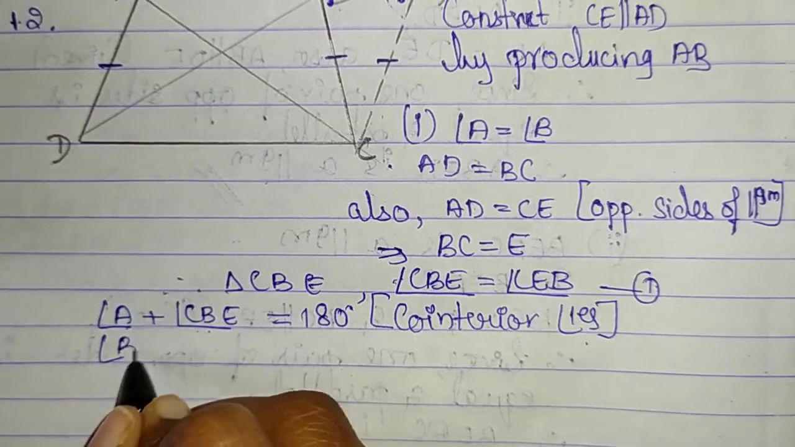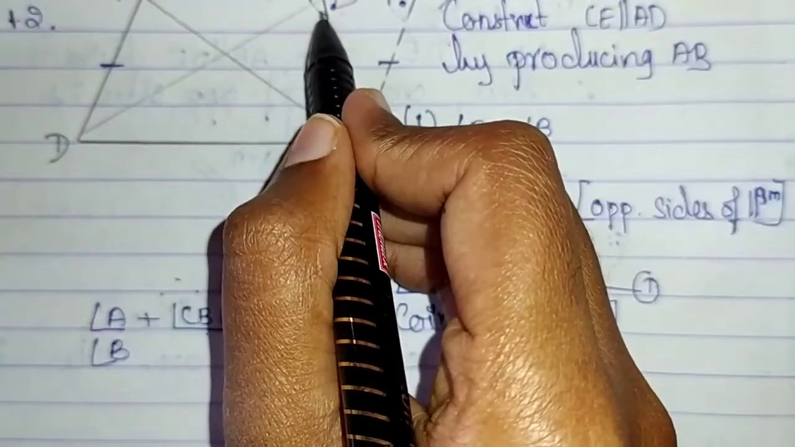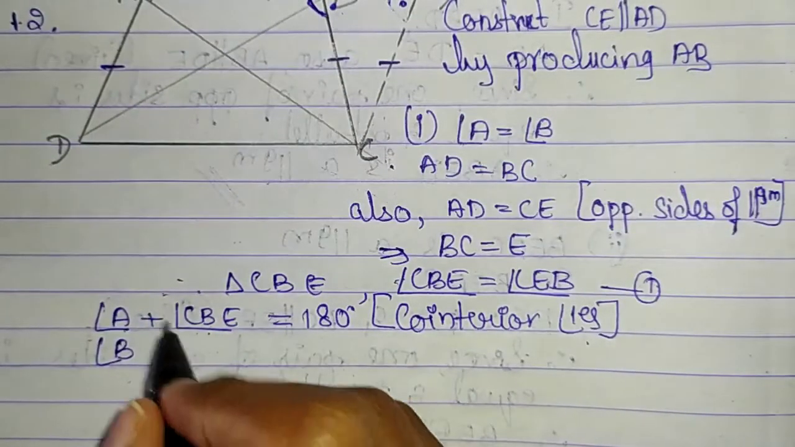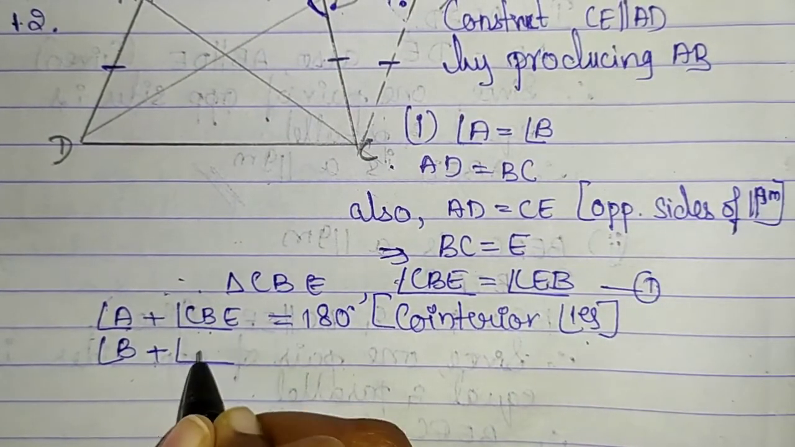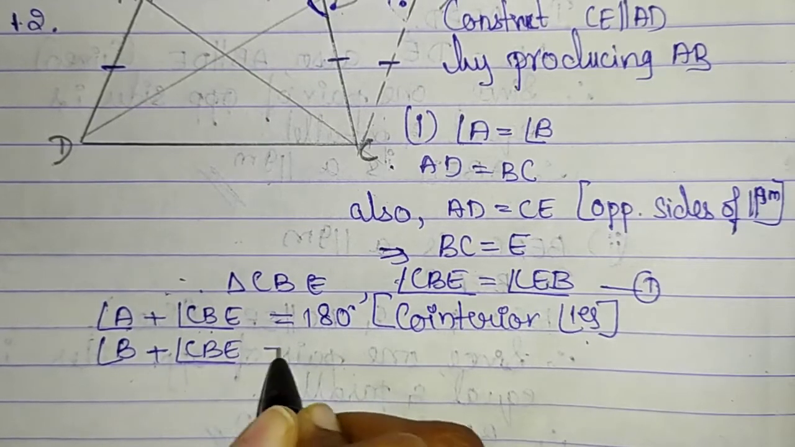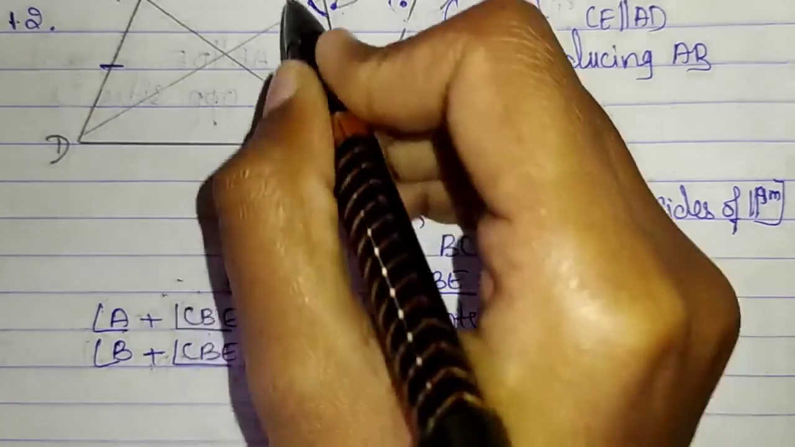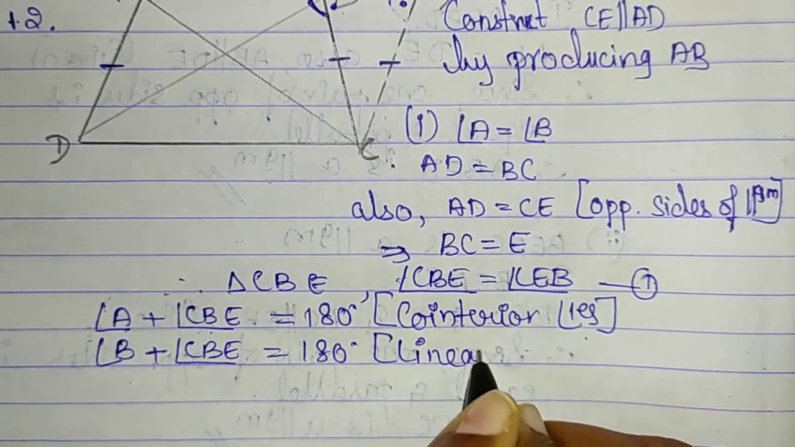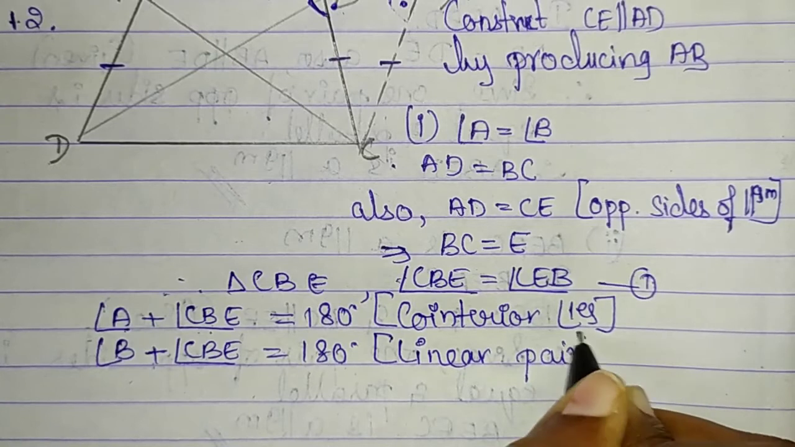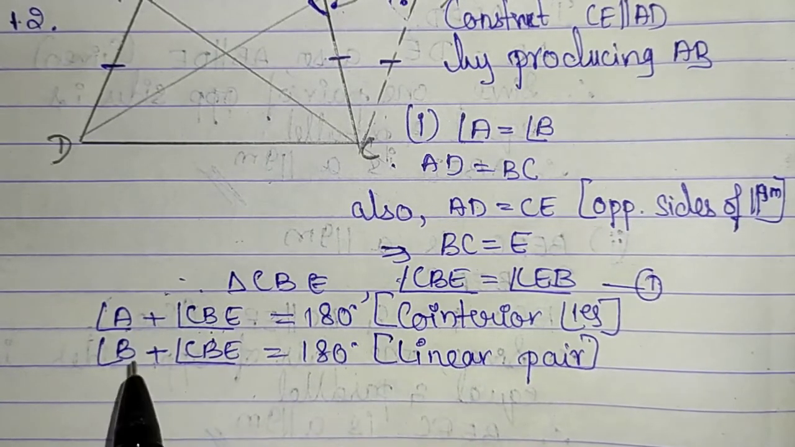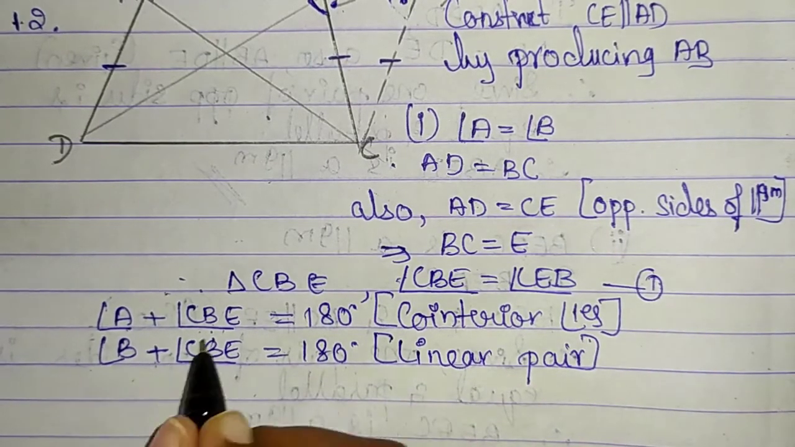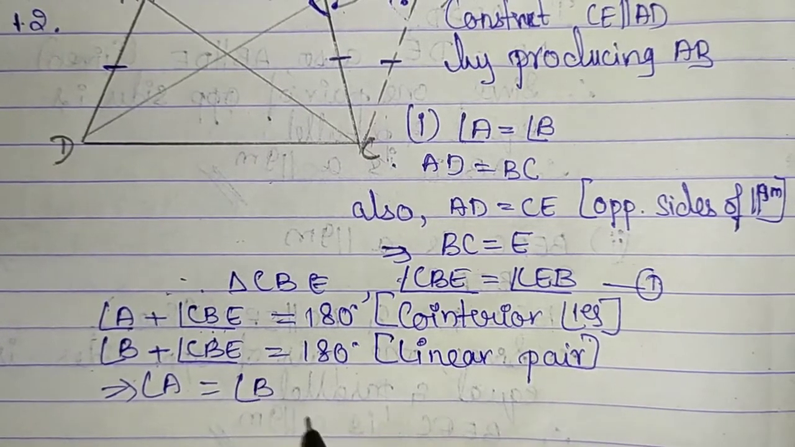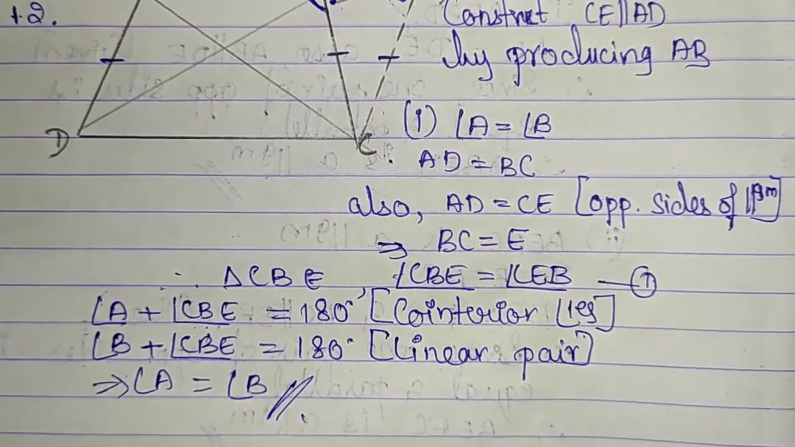Similarly, angle B, this whole angle B, plus angle CBE is also equal to 180 degrees. Angle B plus angle CBE is equal to 180 degrees because they are a linear pair. So from these two equations, adding them, we get that angle A is equal to angle B. That is the required result.